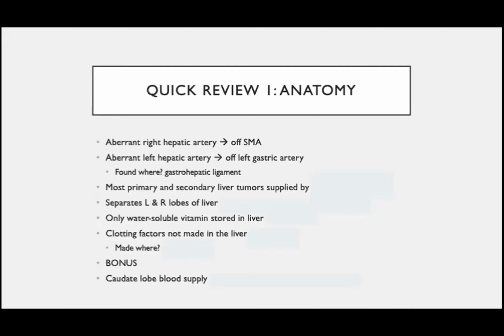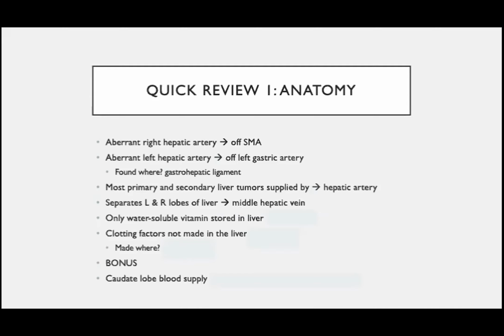So most primary and secondary liver tumors are supplied by what? Hepatic artery. Yes. So this is important because when we want to treat cancer, we can use local regional therapies and just embolize the arteries without causing any liver dysfunction. Yes, thank you. And then separating the left and right lobe of the liver? The middle hepatic vein. Yes, okay.